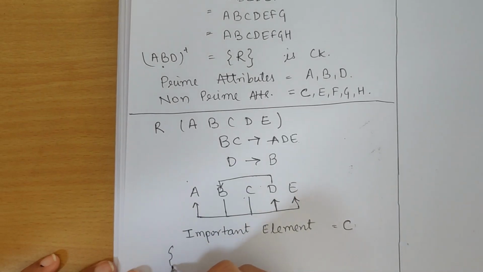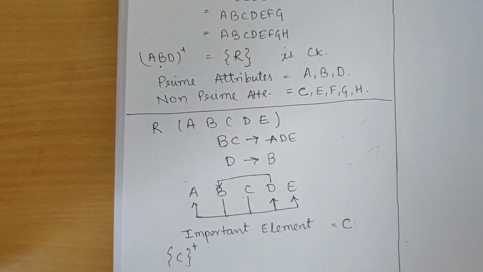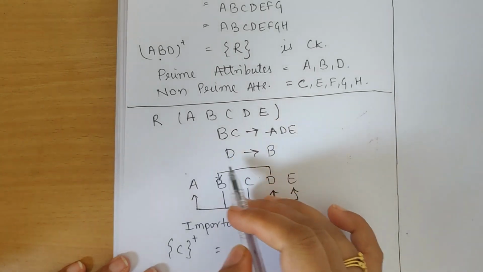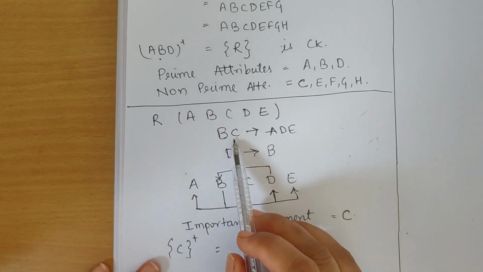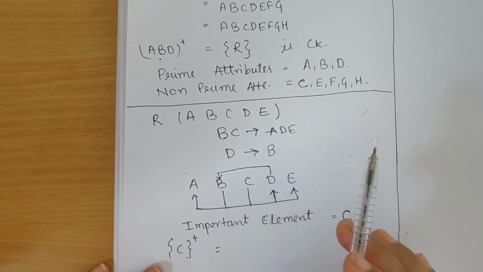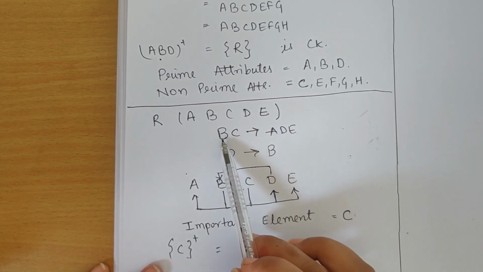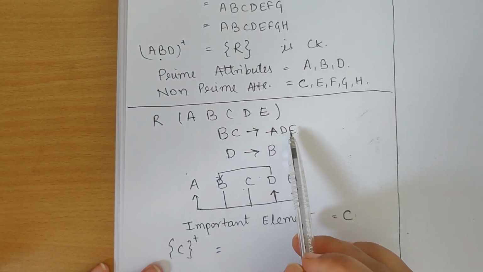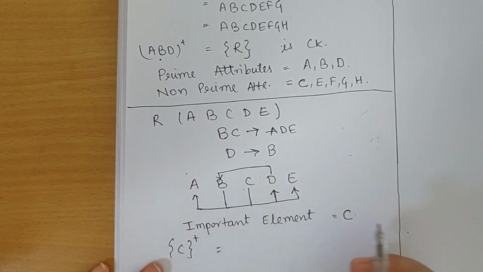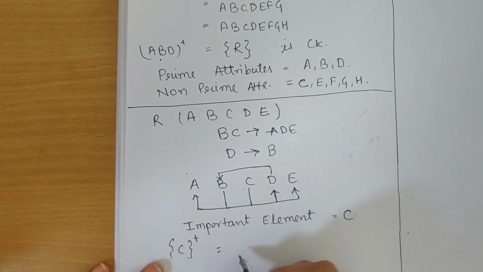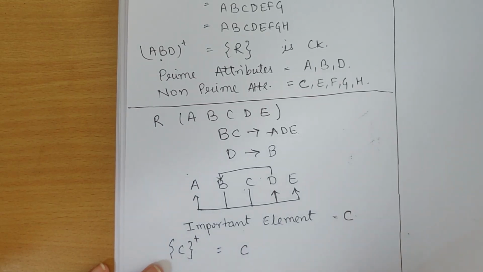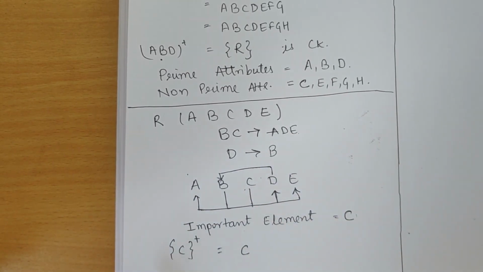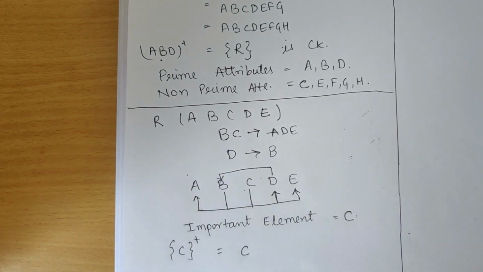Now if I find the closure of C, what will happen? I will get nothing, because C alone does not have the power to compute any other element. With B it finds A, D, E, but alone C is not able to find out anything. So closure of C is just C. C determines C, that's it. Any other attribute is not computed by C, but still C is the important element.